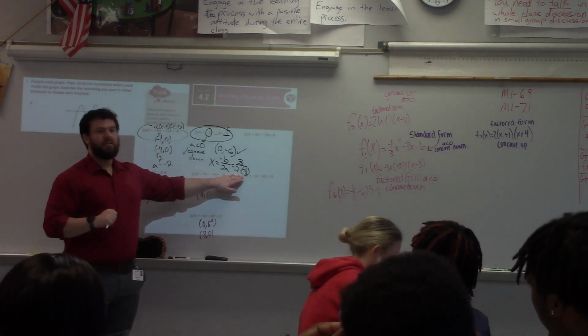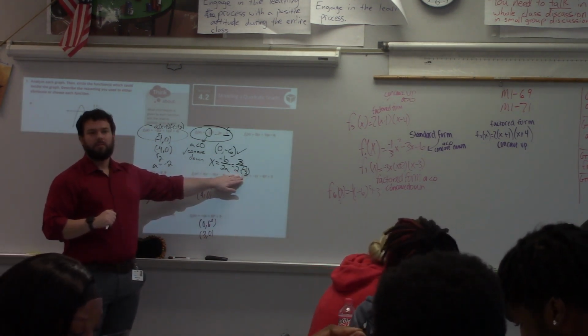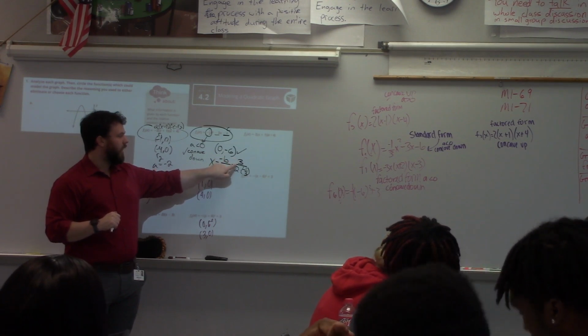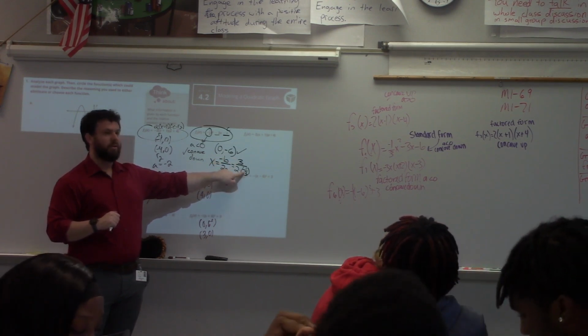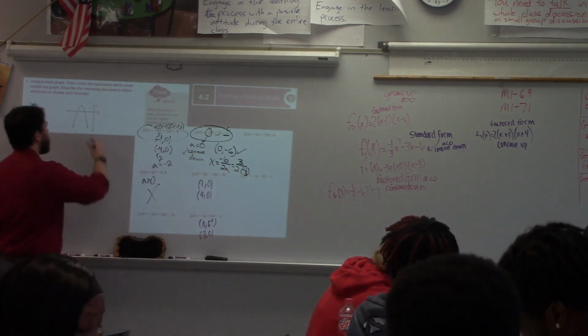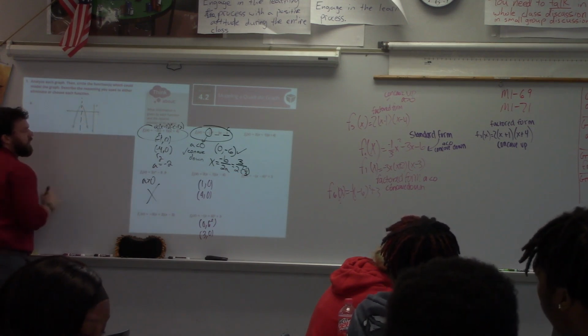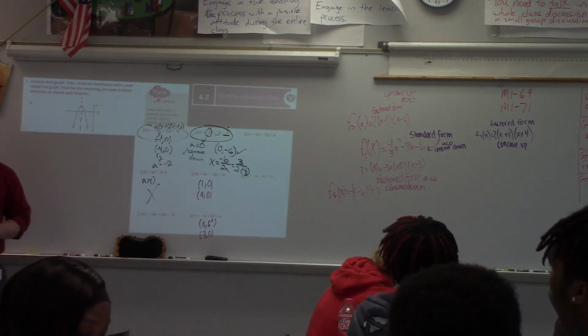Is that going to be a positive or negative x value? I've got a positive divided by a negative, so it's going to be negative. Does this have a negative x value for the vertex or the axis of symmetry? Yes. So is that good?